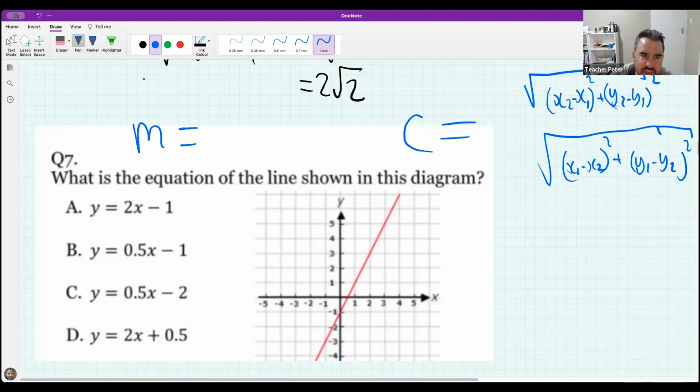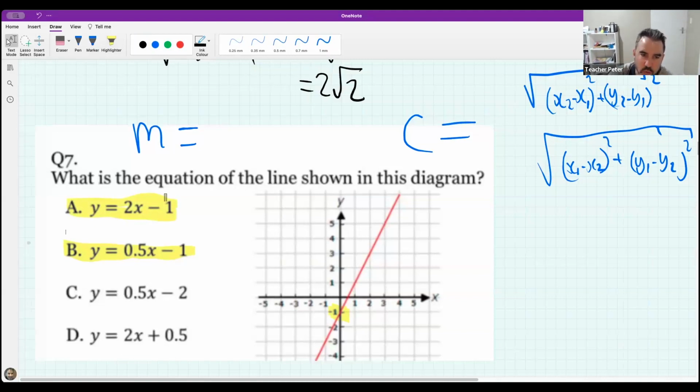Okay, so the thing I'm honing in on for this question is I see the y-intercept is -1. So really, the answer must either be A or it must be B. You need to tell me which one you think it is.